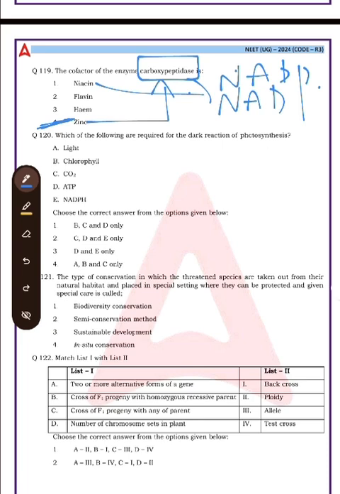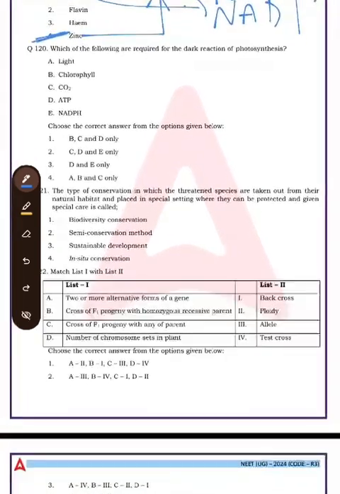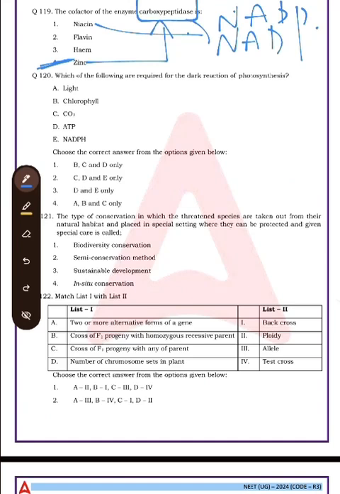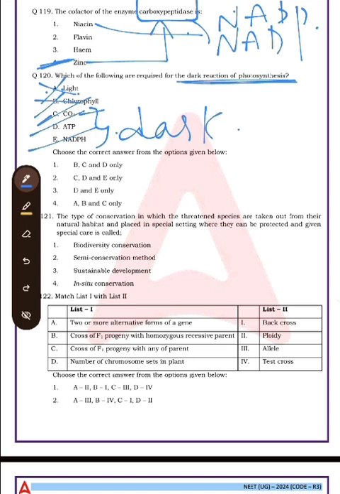Okay. Next, which of the following are required for dark reaction of photosynthesis? So for dark reaction, what is needed? Light is for during daytime, so not needed. Chlorophyll is also for during daytime. And CO2, ATP, NADPH, all these are needed to fix the CO2, and it happens during dark times. So C, D and E.